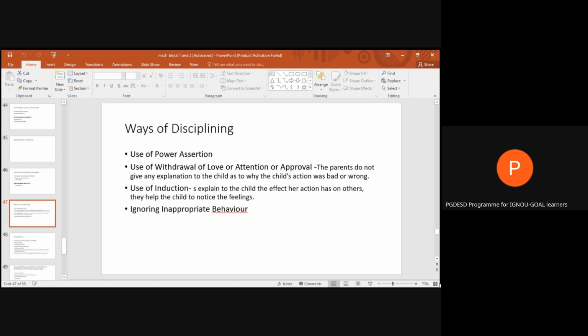The affection oriented way of discipline is more effective in socializing the child. The parents do not give any explanation to the child as to why the child's action was bad or wrong. In this, the child accepts the parents' rules as her own and they become a part of her. The child feels guilty and shame when she does something undesirable. Such a discipline style fosters an attitude of being responsible for one's action.